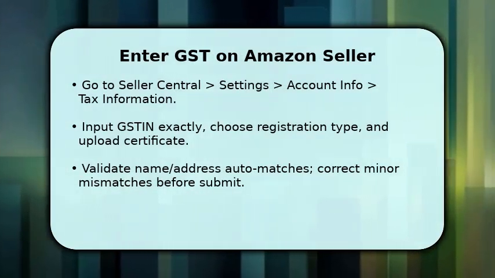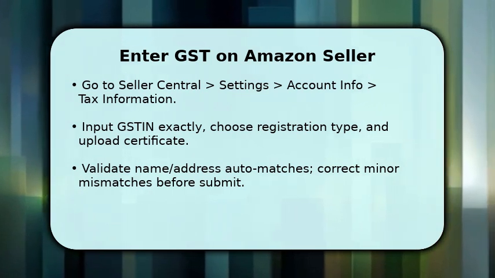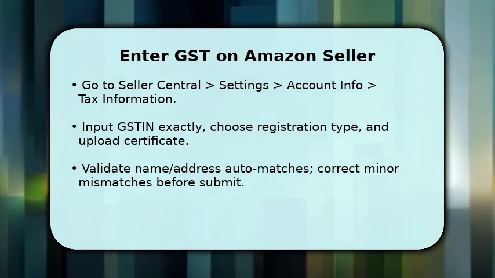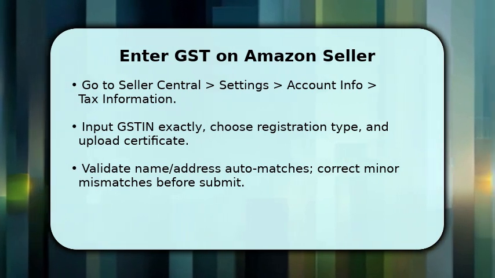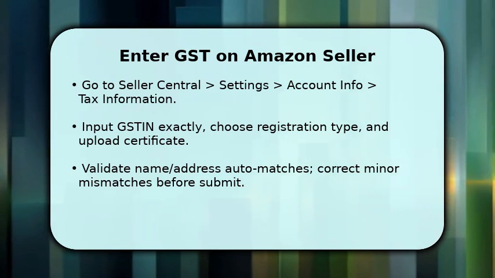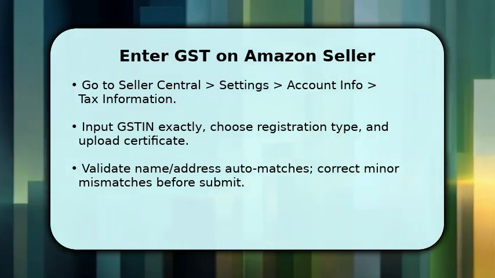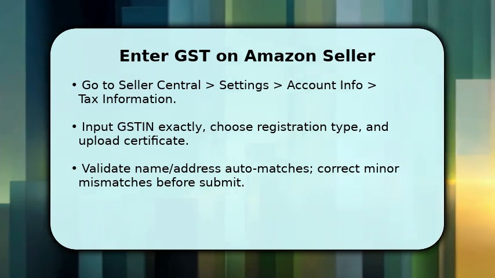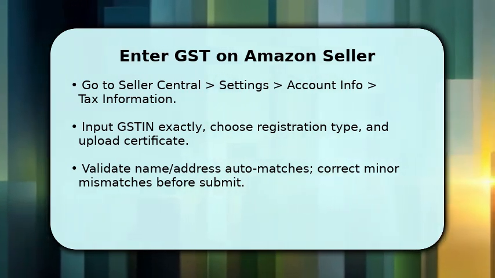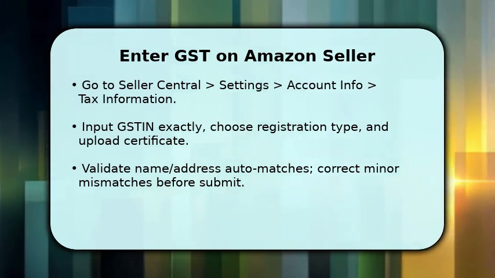Enter the GSTN exactly as on the certificate and pick the correct registration type, registered regular or composition, because Amazon applies tax rules accordingly. Upload the certificate PDF and any bank proof requested, then use the auto match tool to check name and address. If a small mismatch appears, correct it now rather than later, because once accepted, changes require support tickets and slow your listing launch.